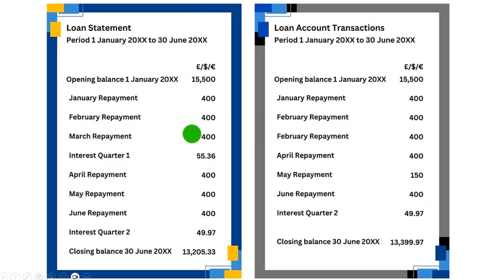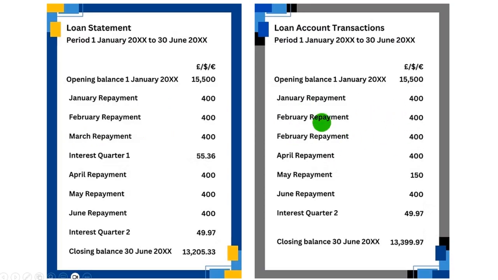March repayment, 400. There is no March payment. There are actually 2 February payments. So something is wrong here. We are missing a March repayment. We go from February to April. There's also a duplicate February repayment. These are common discrepancies that doing a reconciliation highlights: missing transactions and duplicate transactions.